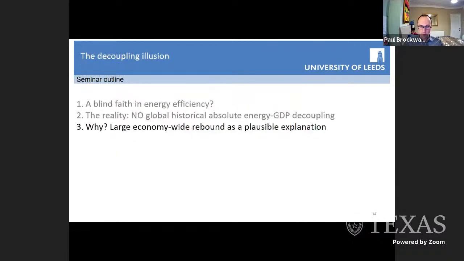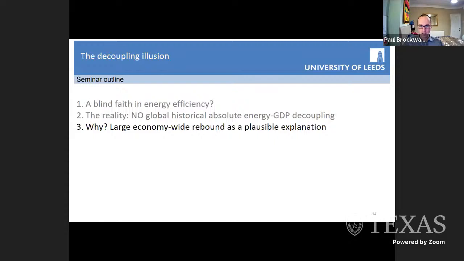Okay, so that's the first 2 bits. So we've covered essentially the backstory as to our blind faith in energy efficiency, and we've had a look to say, well, actually, the reliance on absolute reductions in energy use in the future doesn't actually meet with the historical record. So the next stage is to start to explore why this might be the case.